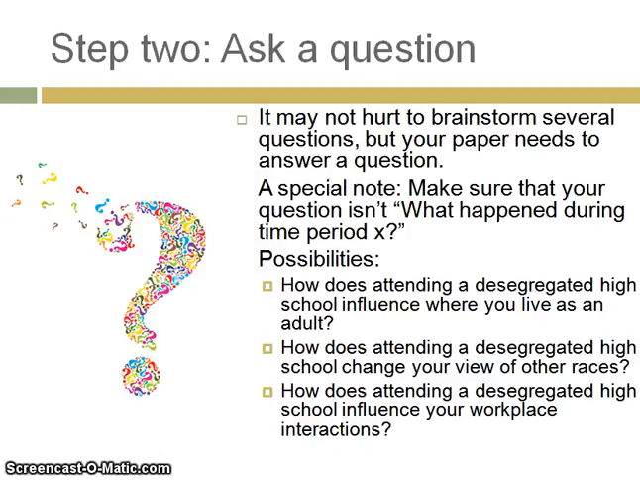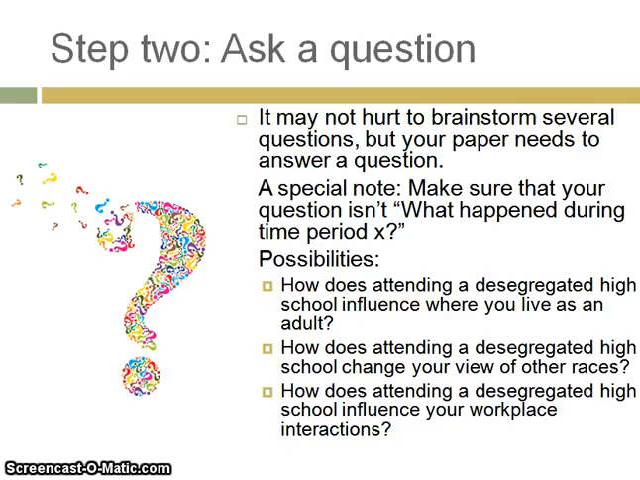So what you're going to do is take that topic and just start asking questions about it. You only really need to answer one for your paper. When you're thinking about it, though, it may not hurt to brainstorm several and just see which one you think will work best. My one special note is to just make sure that your question isn't just what happened during this time period. It is a good question, but it's more of a history paper question and not a sociology paper question. And you do want to make sure that you're taking a sociology focus for this assignment.